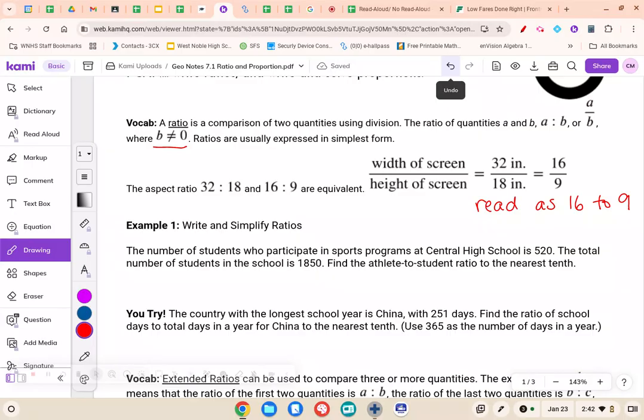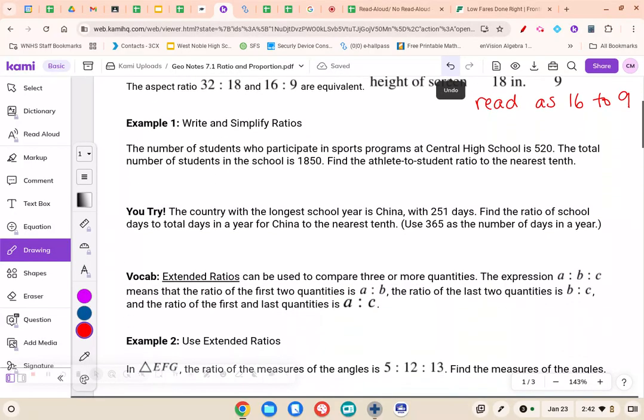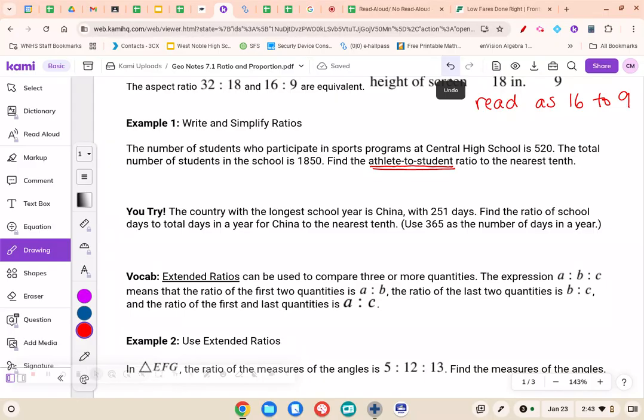So we're going to write and simplify ratios. The number of students who participate in sports programs at Central High School is 520. The total number of students in the school is 1,850. Find the athlete-to-student ratio to the nearest tenth. So often, guys, we don't write these as a decimal, but it is asking us to find this as a decimal. And also, order does matter. You'll notice it says athlete-to-student ratio, which means you need to put the number of athletes first, then the number of students.